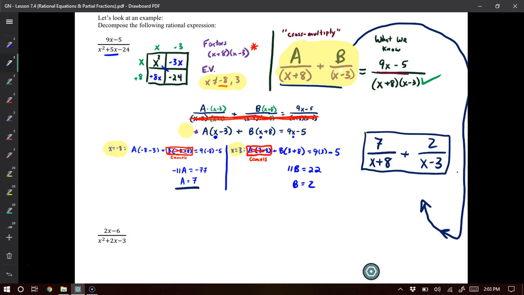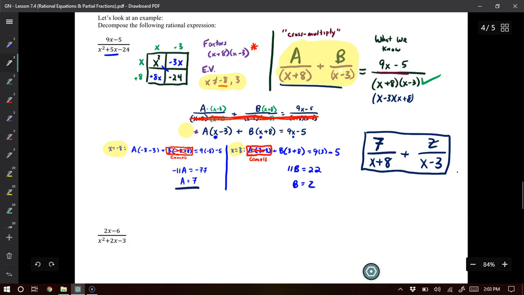And the order, the place you put the number, 7 has to be on top of x plus 8. The 2 has to be on top of x minus 3. If I would have factored differently, if I would have written my factors like x minus 3 times x plus 8 and then written the fractions separately, I would have gotten an answer that looked like this: 2 over x minus 3 plus 7 over x plus 8, which is the exact same thing. They're just in the opposite orders for it. So we can solve, we go through the process, we get it, it's done.